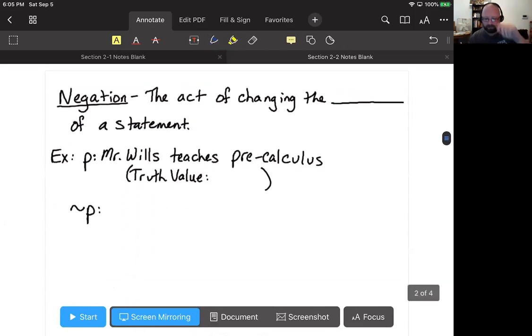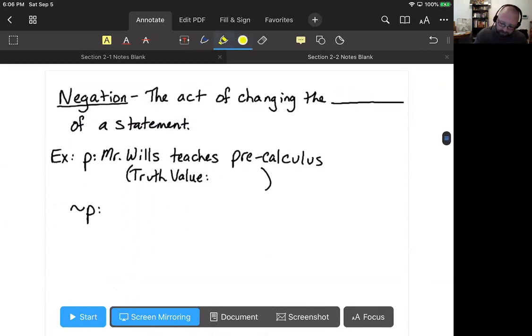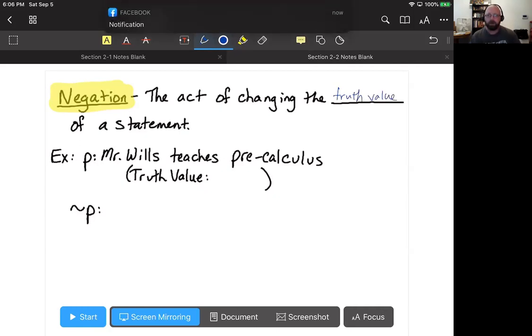We have this last vocab word of the section, which is negation. Negation is the act of changing the truth value of a statement. In other words, we take a true statement and we make it false, or we take a false statement and we make it true. That is the act of negation.